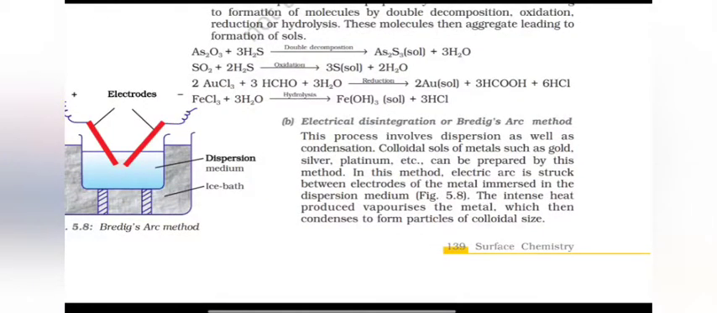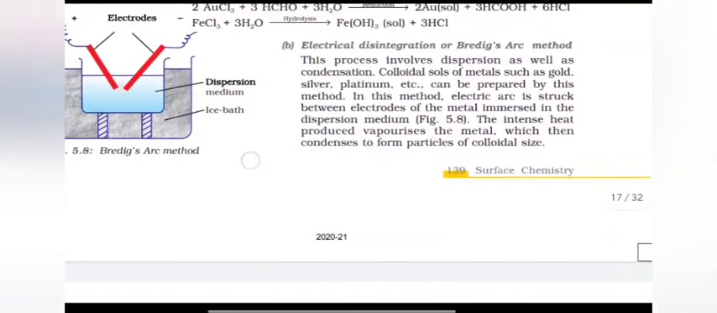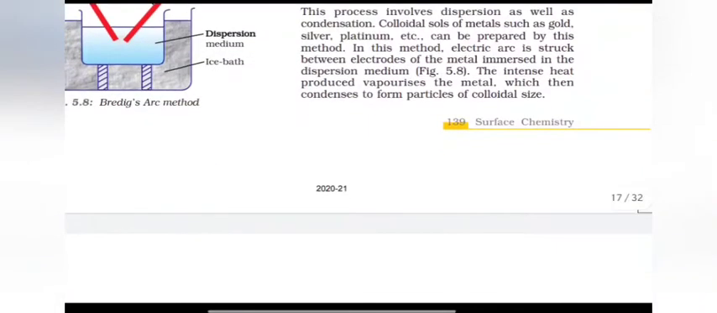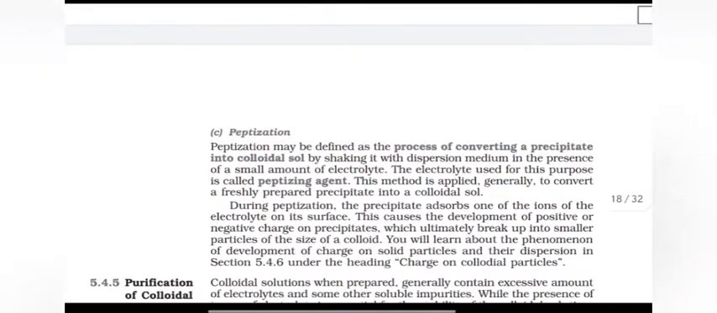Electrical disintegration or Bredig's arc method. This process involves dispersion as well as condensation. Colloidal sols of metals such as gold, silver, platinum can be prepared by this method. In this method, an electric arc is struck between electrodes of the metal immersed in the dispersion medium. The intense heat produced vaporizes the metal, which then condenses to form particles of colloidal size.